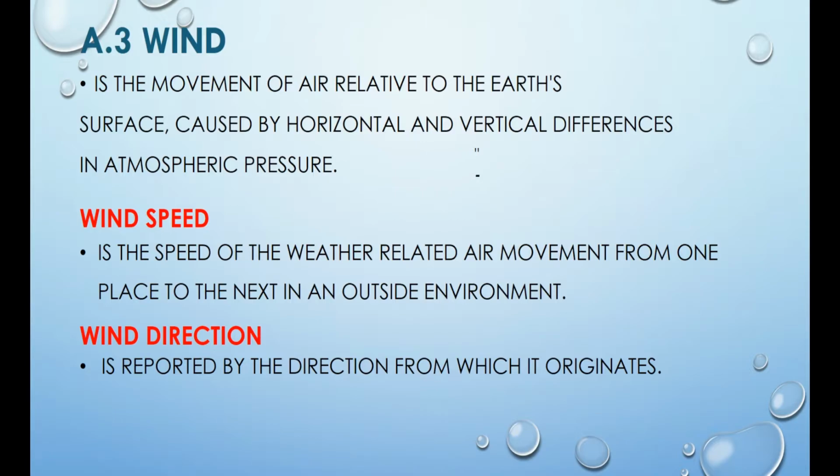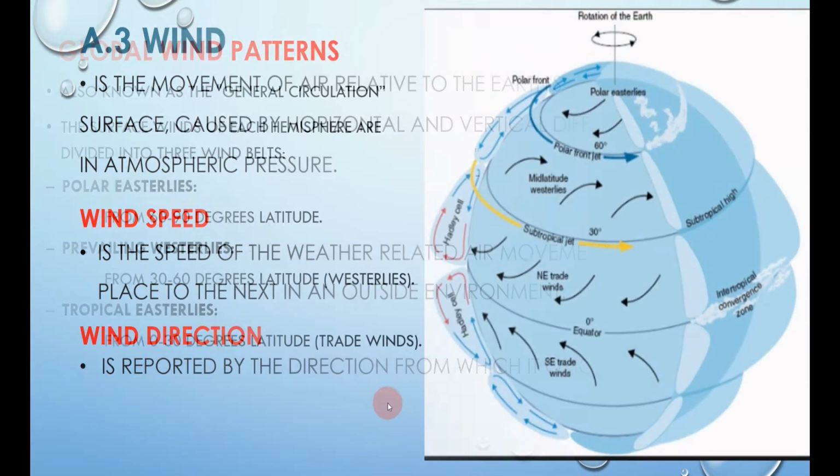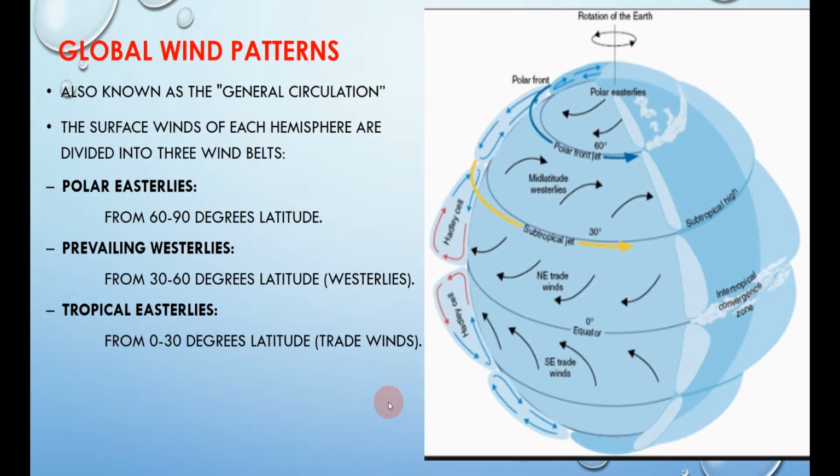And wind direction is reported by the direction from which it originates. And typically, what is used here is the wind vane to specify the direction of the wind. So we have different global wind patterns, also known as the general circulation. The surface winds of each hemisphere are divided into 3 wind belts or 3 patterns.